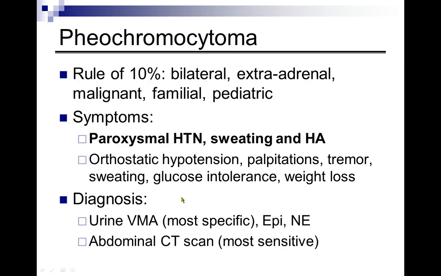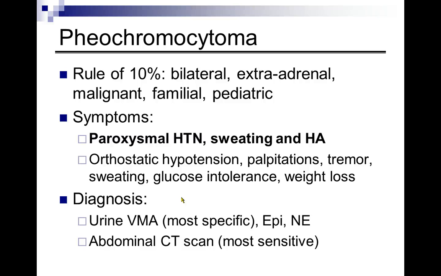So let's talk about pheochromocytoma for a few minutes. A few trivia facts. Remember the rule of 10%, which says that 10% of pheos are bilateral, 10% are extra-adrenal, 10% are malignant, 10% are familial, and 10% are found in kids. The symptoms of a pheo are paroxysms of hypertension, sweating, and headache. This is really the classic triad, and that's why I've put it in bold here.